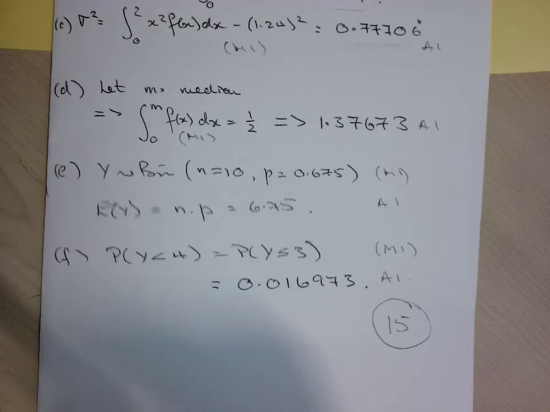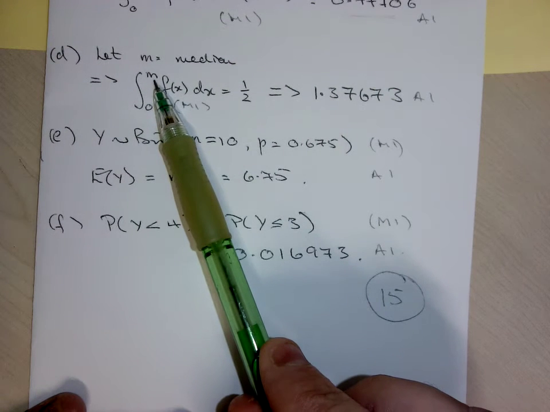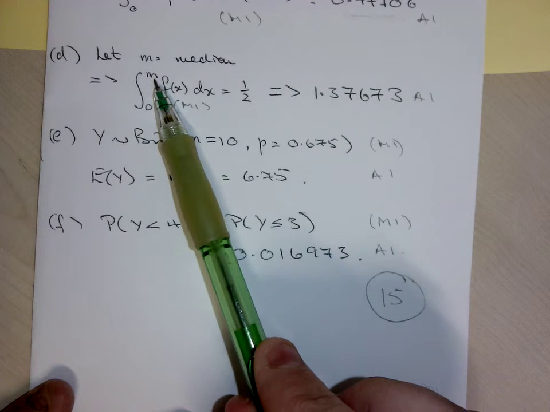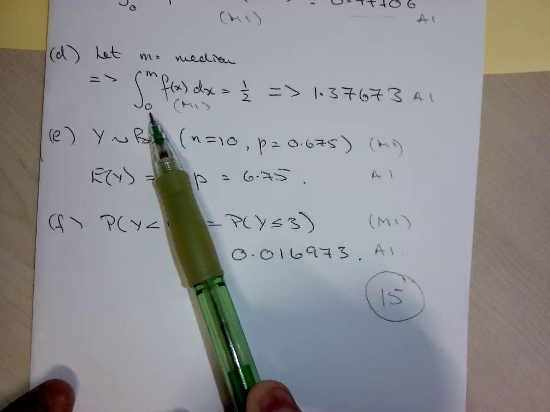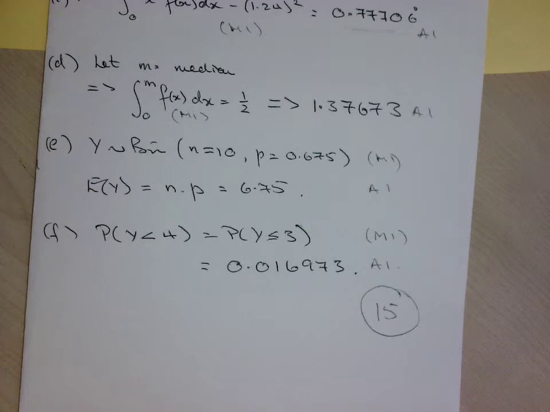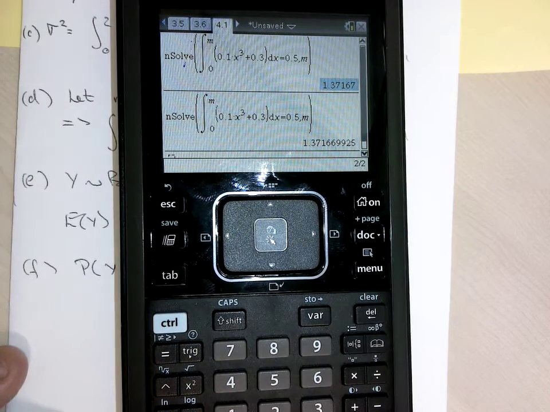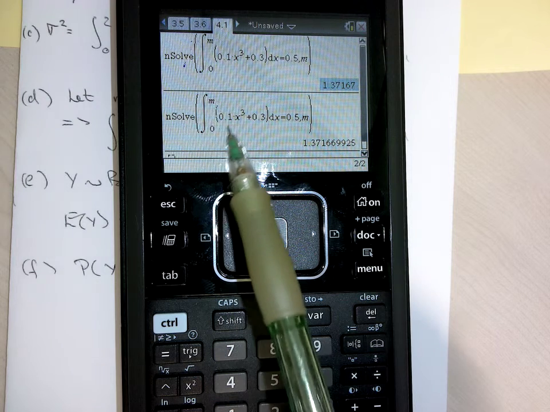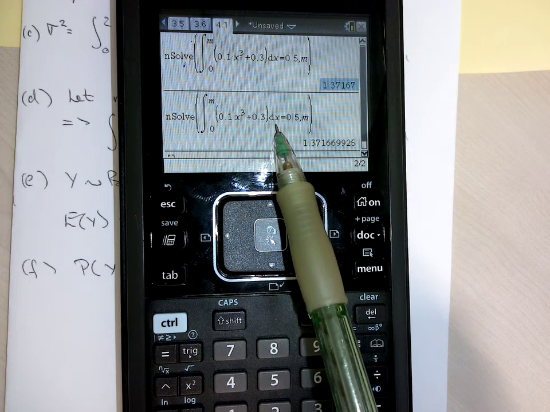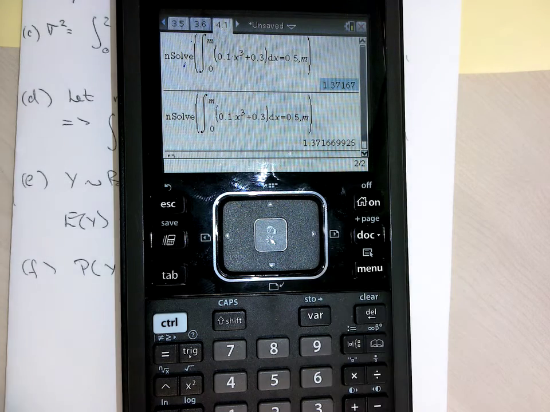For D, find the median. Well, I know that the median is the value for which the area between the median and the bottom end, so 0 in this case, of the function is a half. Now, on the calculator, again, you can get the calculator to do all of that for you. I've got it here on my calculator. I'll just show you this. The command in the calculator, numerical solve integral between m and 0 of the function with respect to x, 0.5. Solve that for m, and it tells me the answer there.